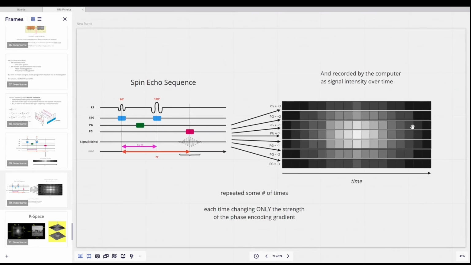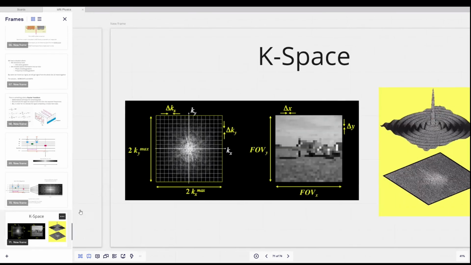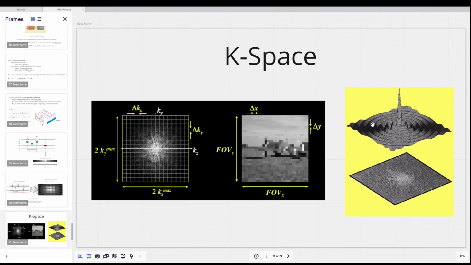So this is K-space. This is just all of the information that we're giving the computer so it can run the Fourier transform and decode the signal. And if you made a three-dimensional model of it, why would you? I don't know. But it might look something like this.